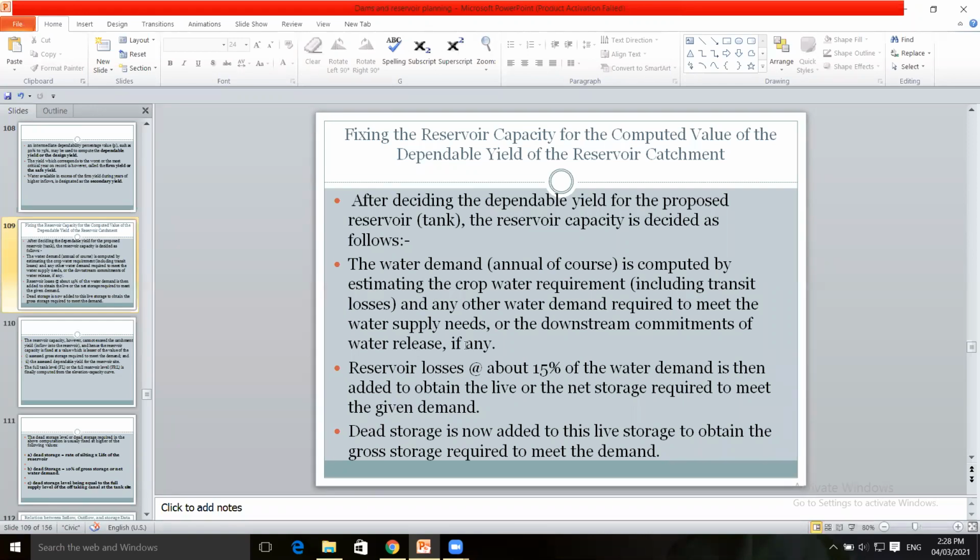In the first step, water demand is calculated. Then second, reservoir losses. About 15% of the water demand is added to obtain the live or net storage required to meet the given demand. How much do we add for reservoir losses? 15% of the water demand. Of whatever the water demand is, 15% is added to calculate the live storage or net storage of the reservoir.